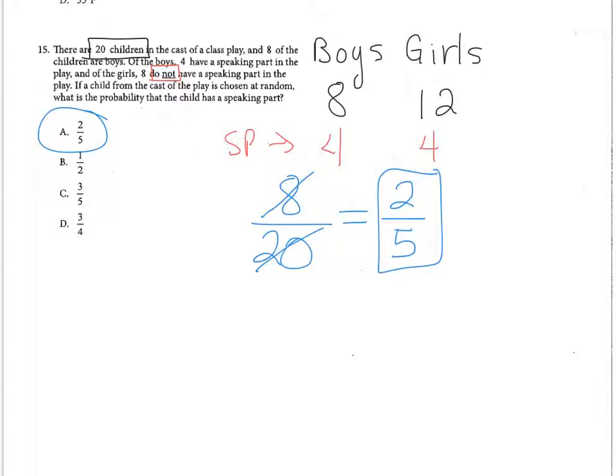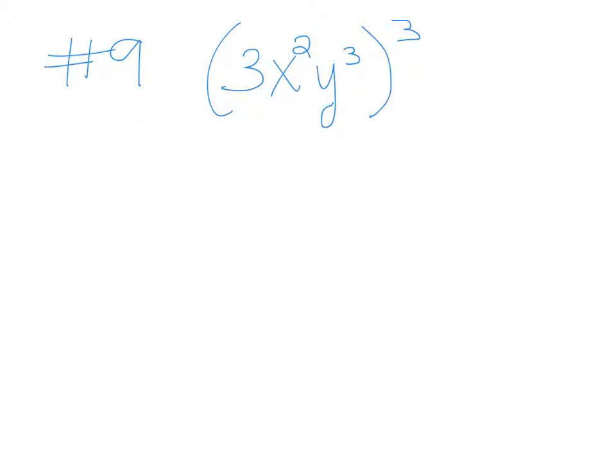Number 9? Okay, so problem number 9 is 3x squared y to the 3rd power. Is that what it is? And then raised to the 3rd power? Okay, so what that is saying is use the laws of exponents. So when you have something to the 3rd power, that means that every single one of those inside elements in the parentheses are raised to the 3rd power.